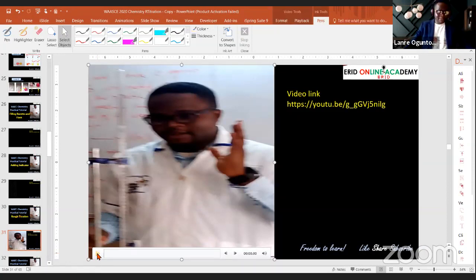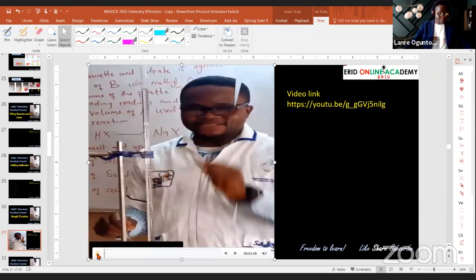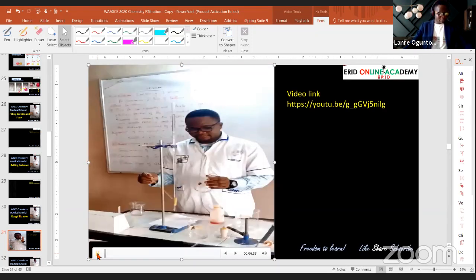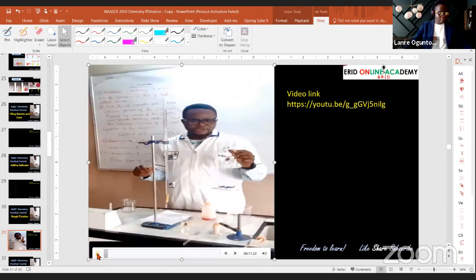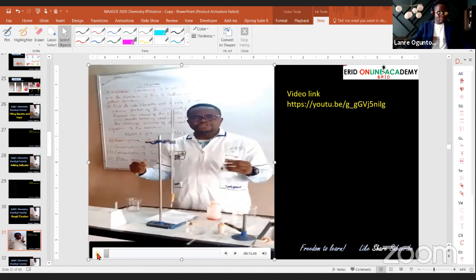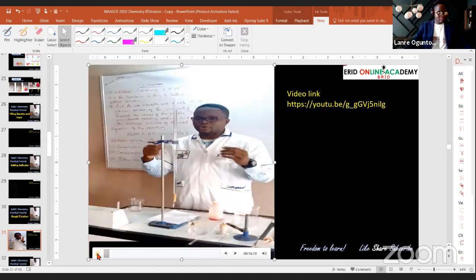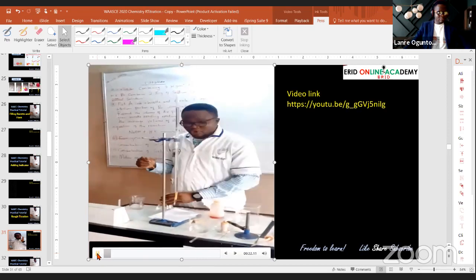So now we want to titrate the acid against the base. But there's something else that we need to do. To titrate the acid against the base, we need something to tell us when to stop titrating the acid, when to stop pouring the acid into the base. And that particular substance is called the indicator.